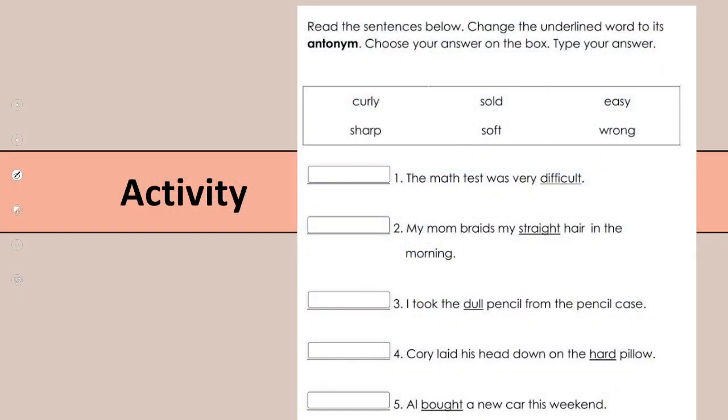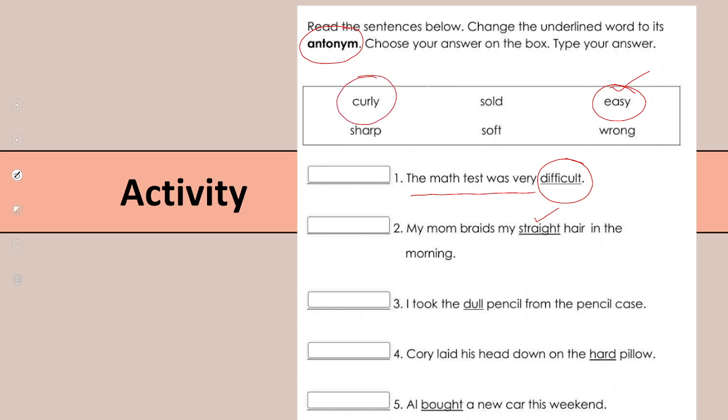Here, students, again, we have the same activity but with antonyms. So let's read the first one. The math test was very difficult. It means easy. The opposite is easy. My mom braids my straight hair in the morning. Straight means something that is straight, but the opposite of straight is curly.